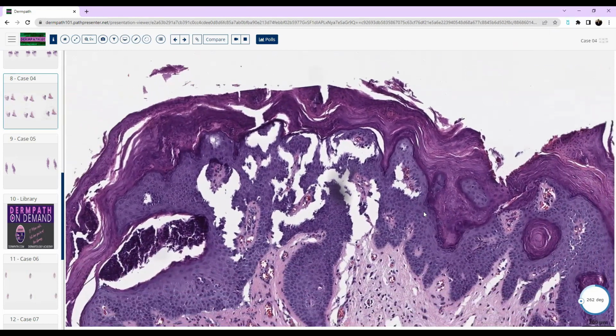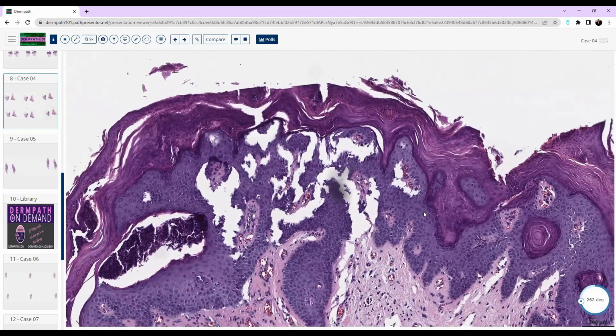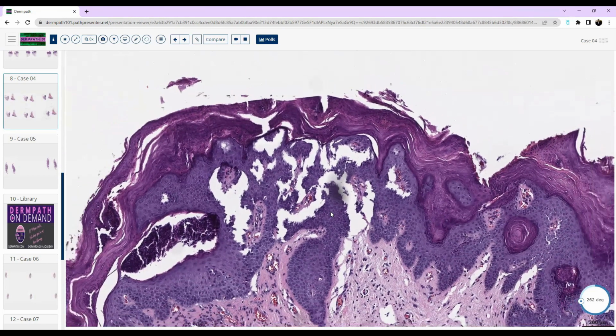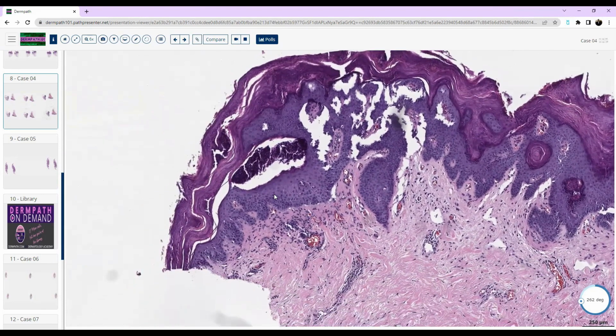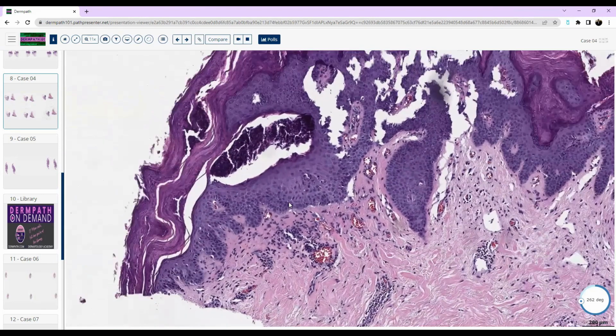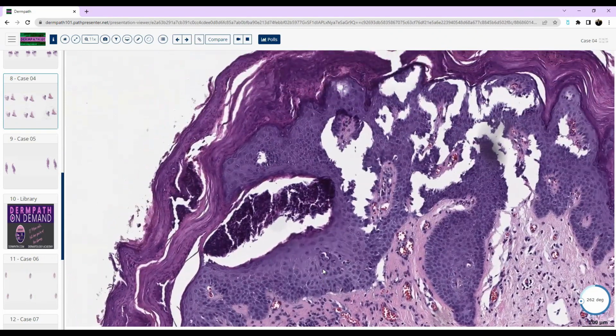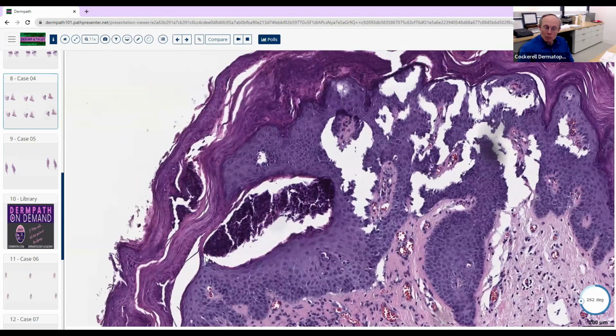I'm trying to think through. I'm hyper focused on the vessels in the dermis in this one. Notice the granular parakeratosis. Is this granular parakeratosis? That's exactly what it is. Granular parakeratosis usually occurs in the axilla, but doesn't have to occur in the axilla.